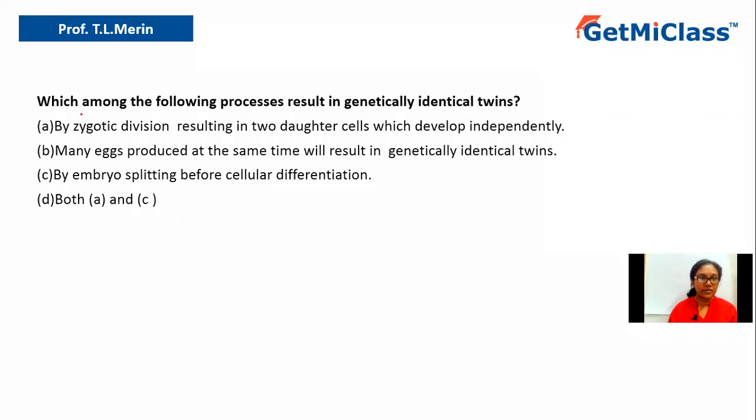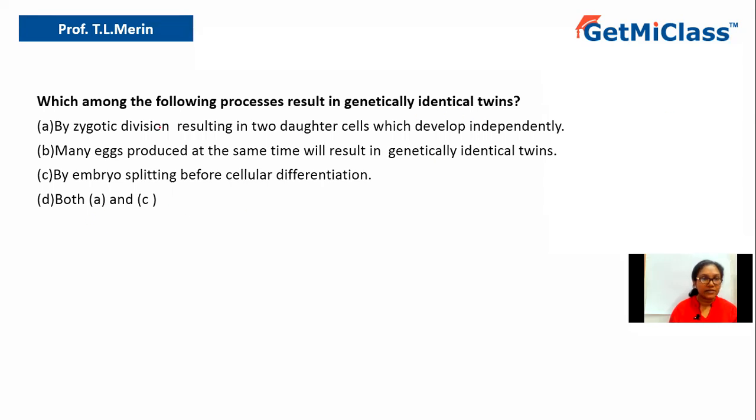Today we're going to solve this question, which is: which among the following processes result in genetically identical twins? Option A, by zygotic division resulting in two daughter cells which help develop independently. Option B, many eggs produced at the same time will result in genetically identical twins. Option C, by embryo splitting before cellular differentiation. Option D, both A and C.